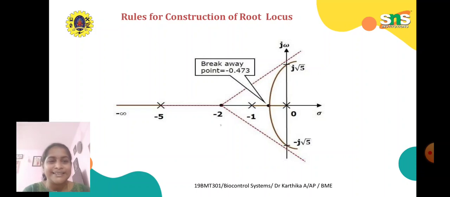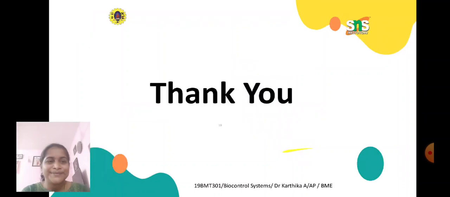And see the breakaway point. For the given example, it is calculated as minus 0.473. I think we have a clear idea about how to construct a root locus with the help of the rules and calculations. Thank you.